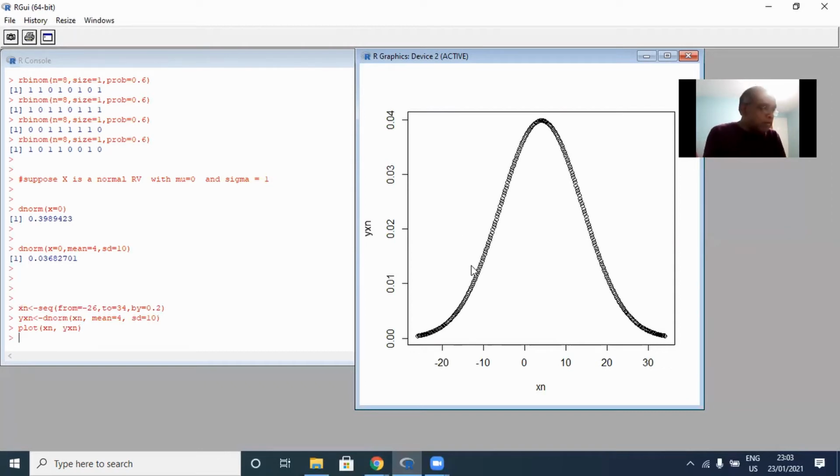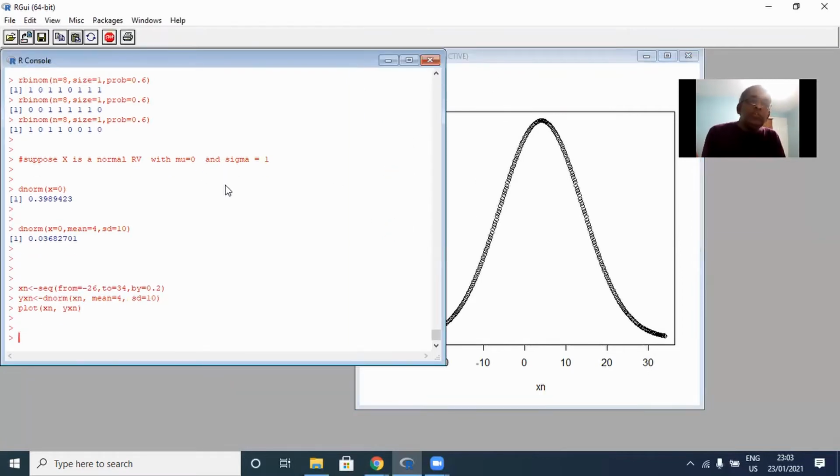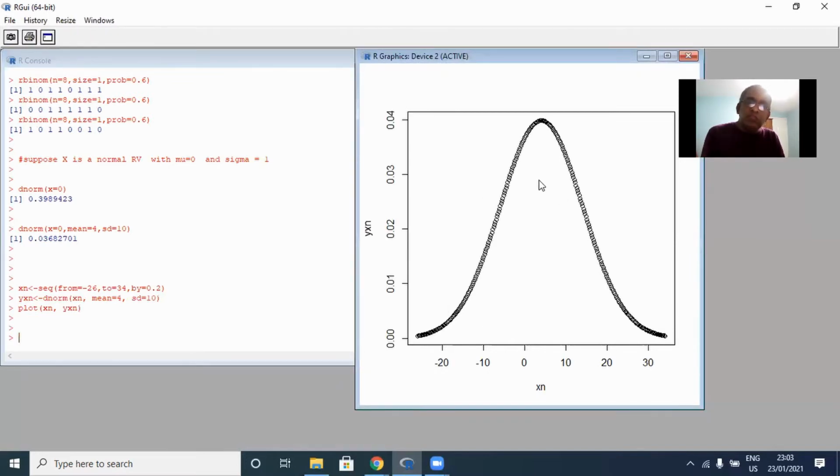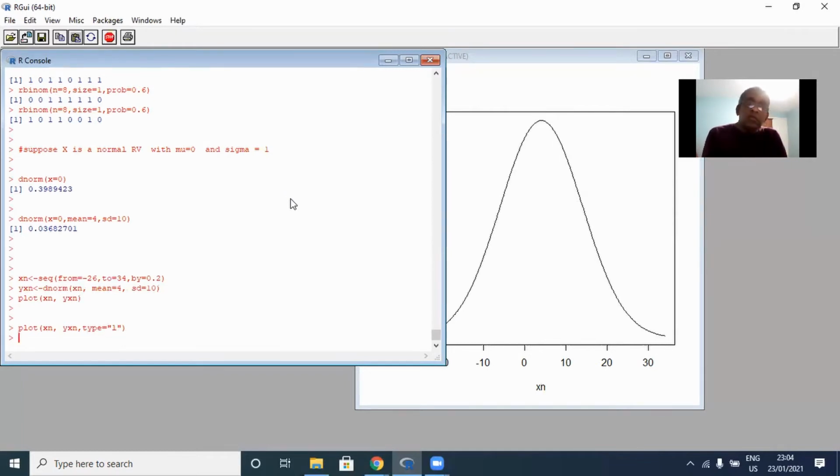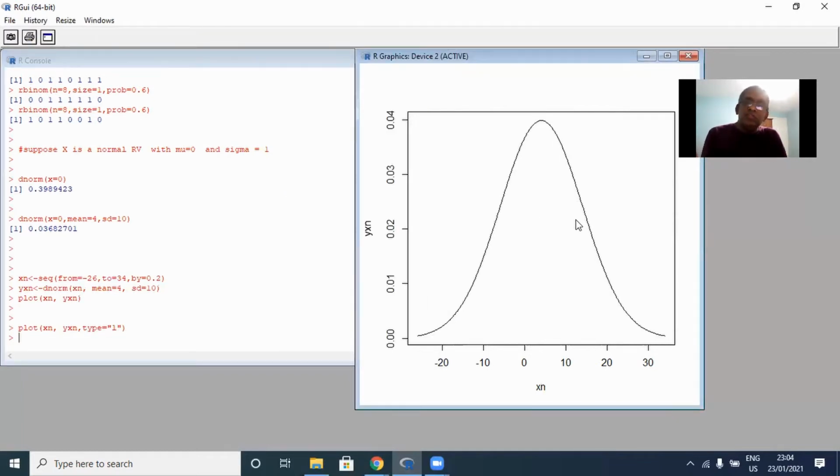Now, if you want to join the line, at the moment the way it is plotted, what you have are points. So if you want to join them up, you can use the type command, with l standing for line. Now you see it's a smooth line instead of being points.